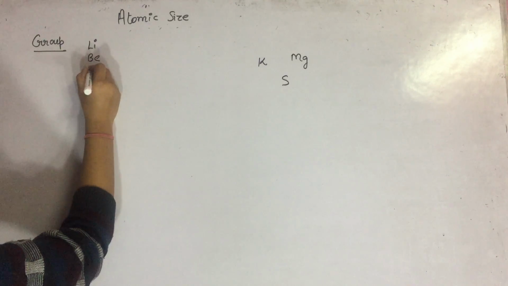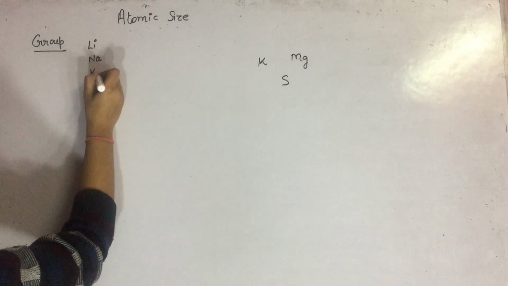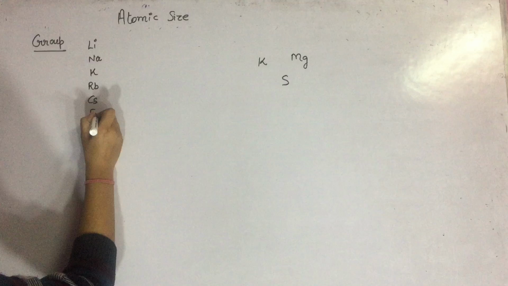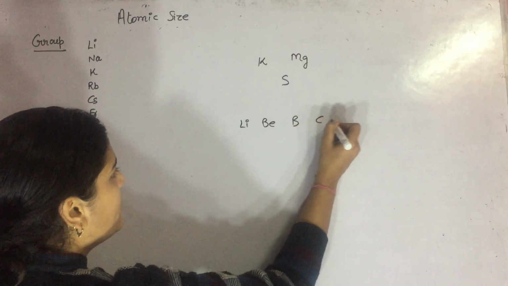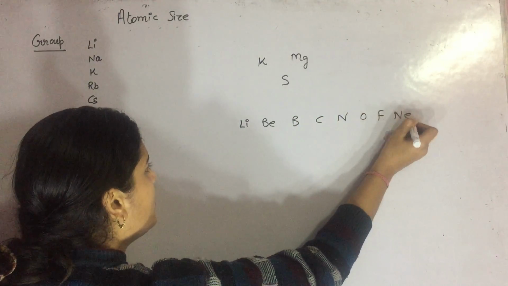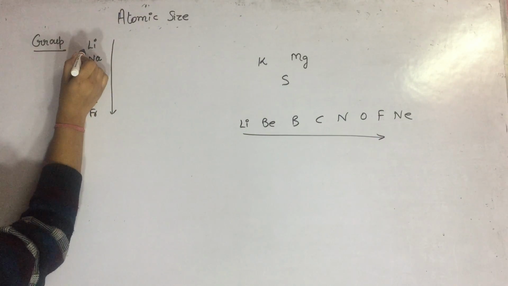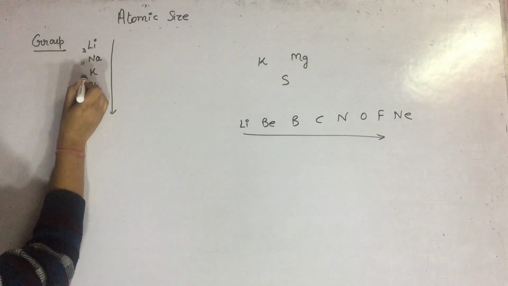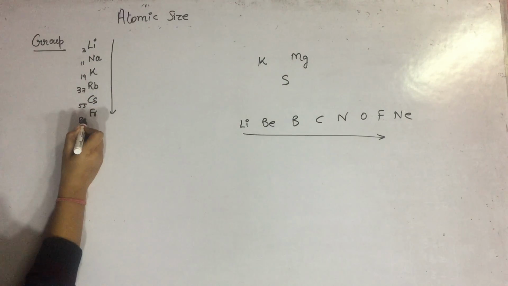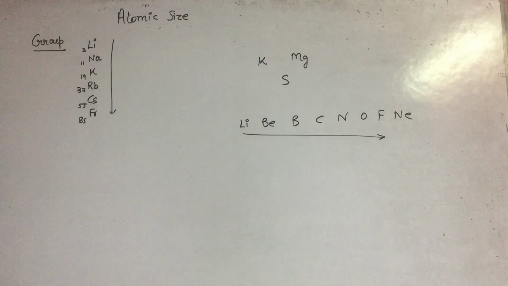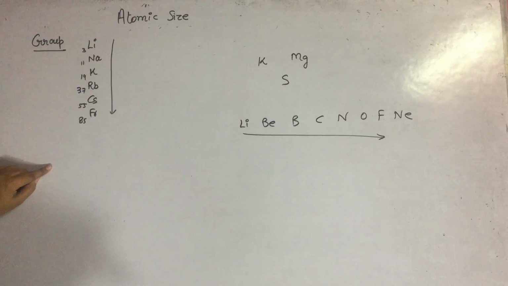lithium, sodium, potassium, rubidium, cesium, francium. And this is lithium, beryllium, boron, carbon, nitrogen, oxygen, fluorine, neon. This is a period, this is a group. You can see that these all have one thing in common, that is the increasing order of atomic number.